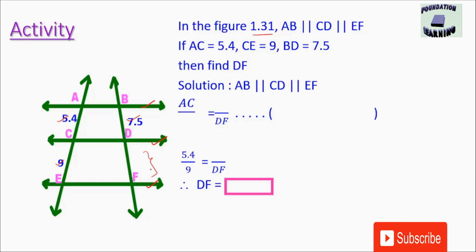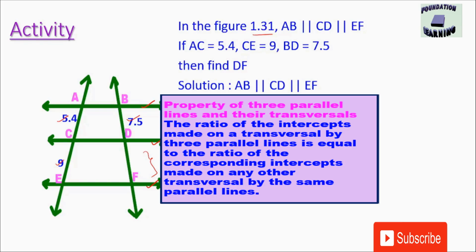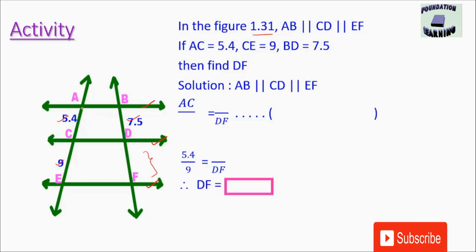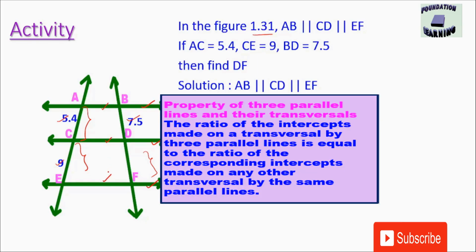When you see these three parallel lines and two transversals, which theorem will you remember? That is the property of three parallel lines and their transversal. So what does the property say? The ratio of the intercepts made on a transversal by three parallel lines is equal to the corresponding intercepts. If the same parallel lines are intercepted by another transversal, then the ratio will be the same.